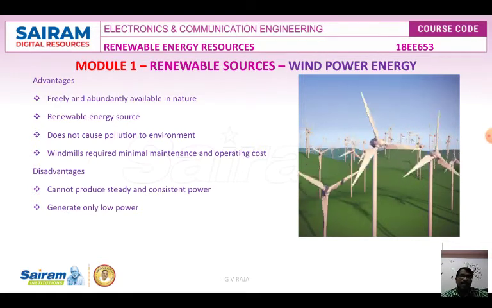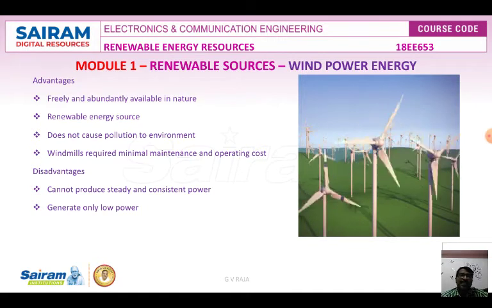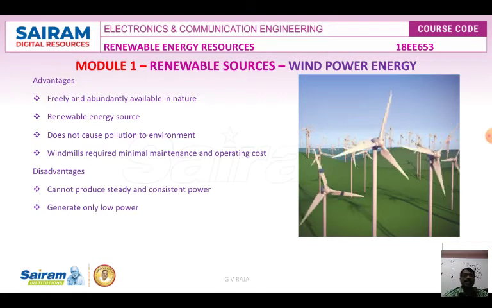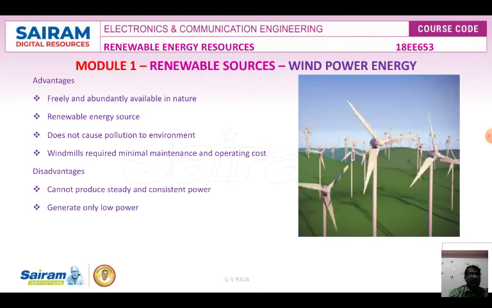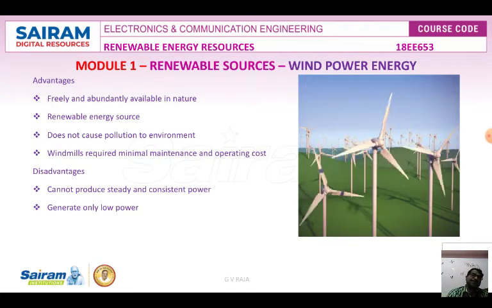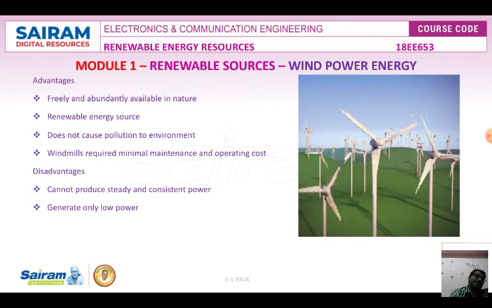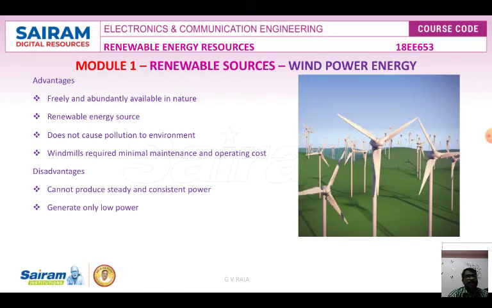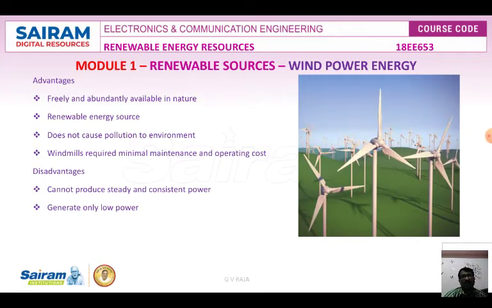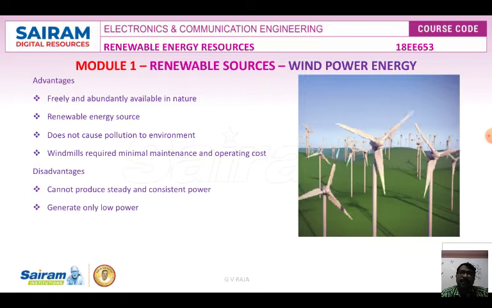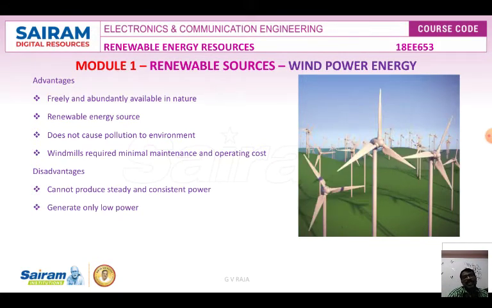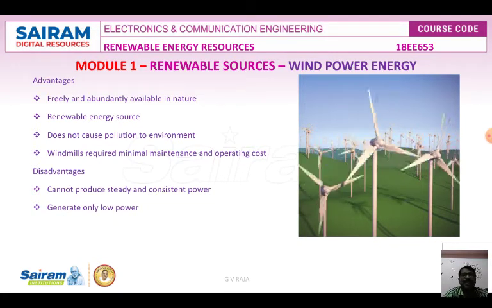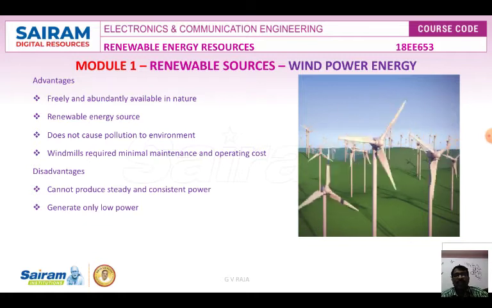During that time, it is not producing steady, consistent power, and it is used to generate only low power, not in gigawatts, but in kilowatts or megawatts. Most of the wind power stations are available in Tamil Nadu, Karnataka, Andhra, Maharashtra and Gujarat, because these states are located near the seashore, so more wind will be there.